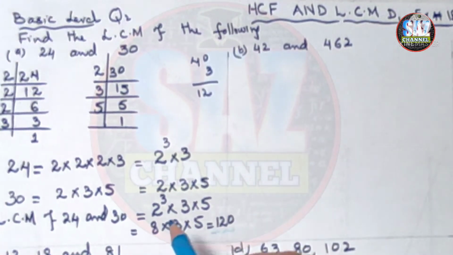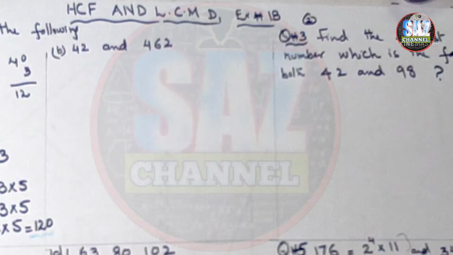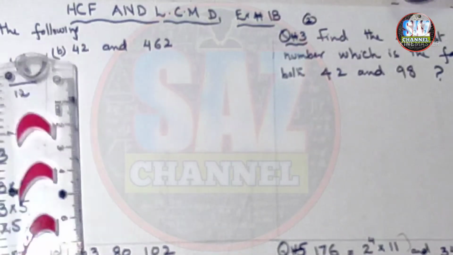And moving to part B, in part B the question is that we have to find the LCM of 42 and 462. Recall the method, what we have to do.